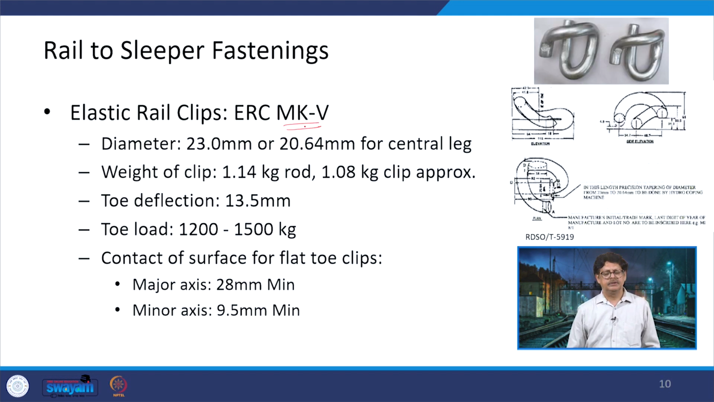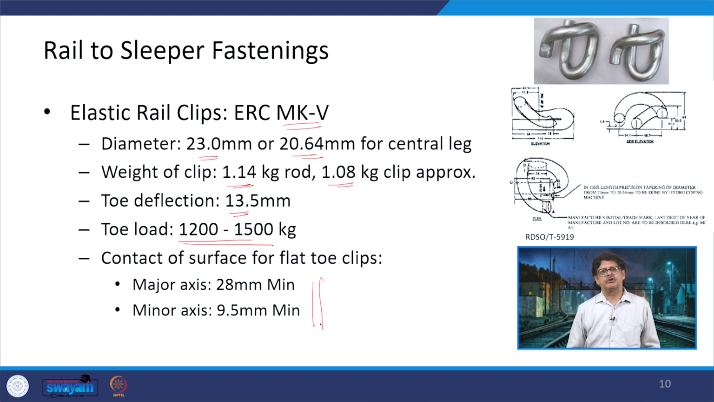MK5, that is another one where the diameter is either 23 mm or 20.64 mm for the central leg. So, there are two diameters which can be there. Weight of the clip a bit heavy, 1.14 kg or 1.08 kg in the case of clip. Toe deflection a bit more, 13.5, and the toe load you can see is the highest one which is coming here. Before we talked about up to 1000 kg. So, here what we are talking is 1200 to 1500.